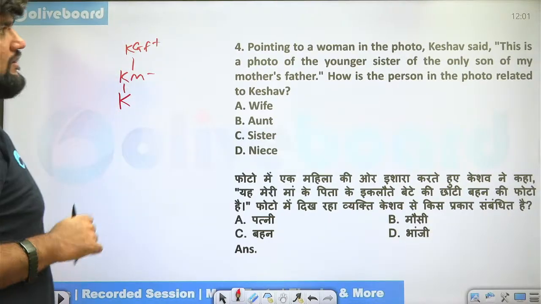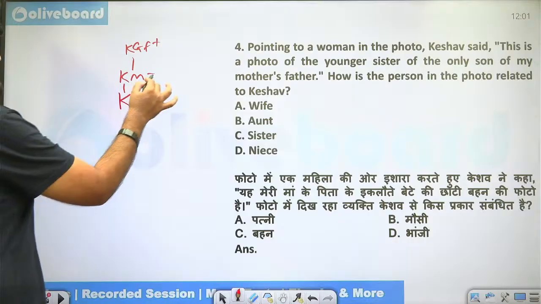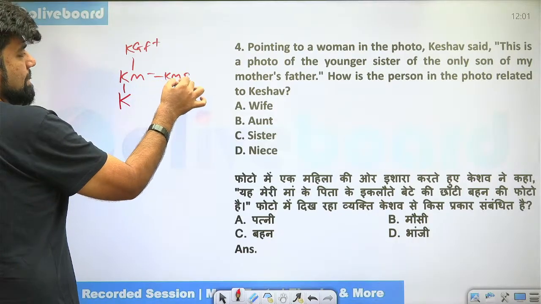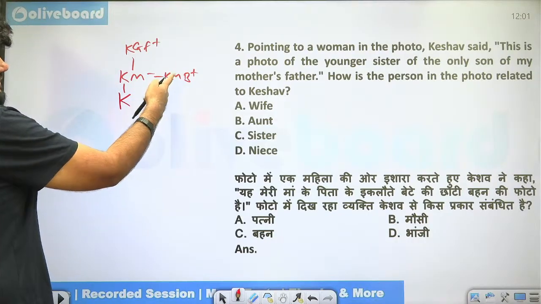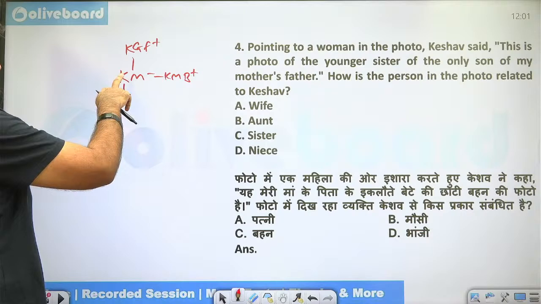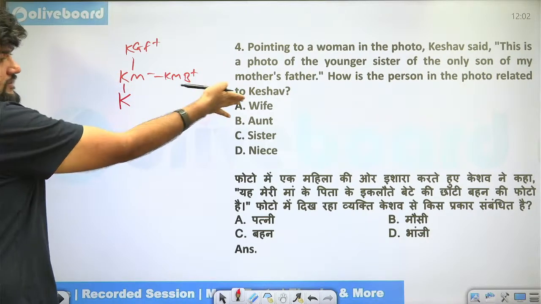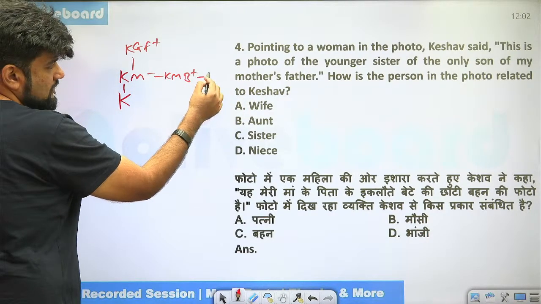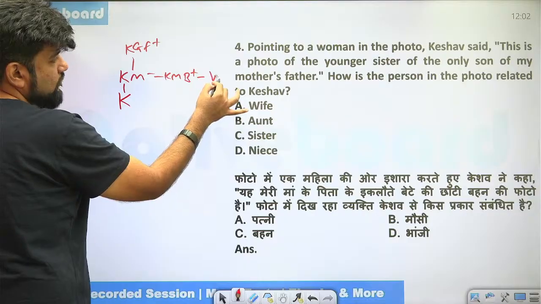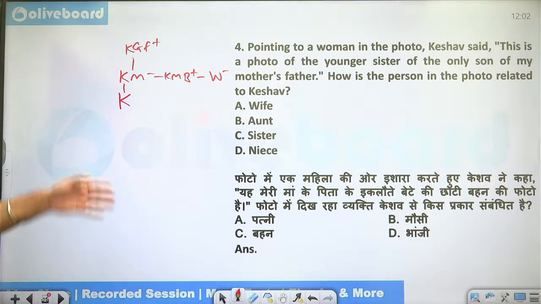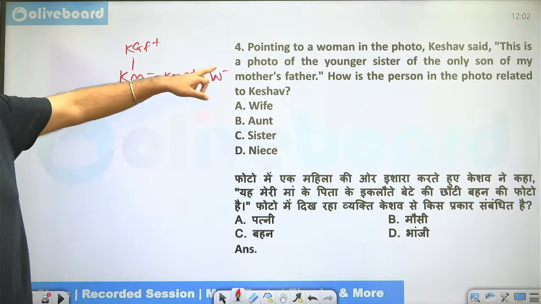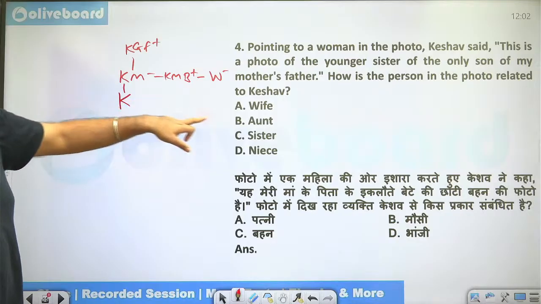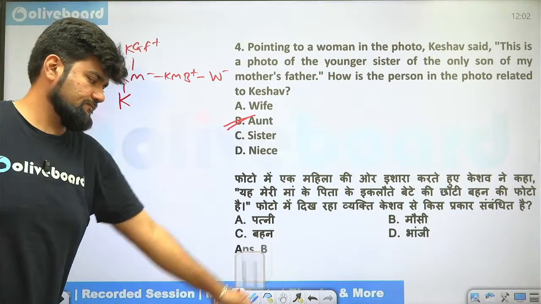Okay, now come back. Only son, that means Keshav's mother's brother. And younger sister can be Keshav's mother. So the person in the photo could have been mother, but mother is not there in the options. That means this is the woman, another sister of his mother. So how is this woman related to Keshav? It's aunt, it's maternal aunt.